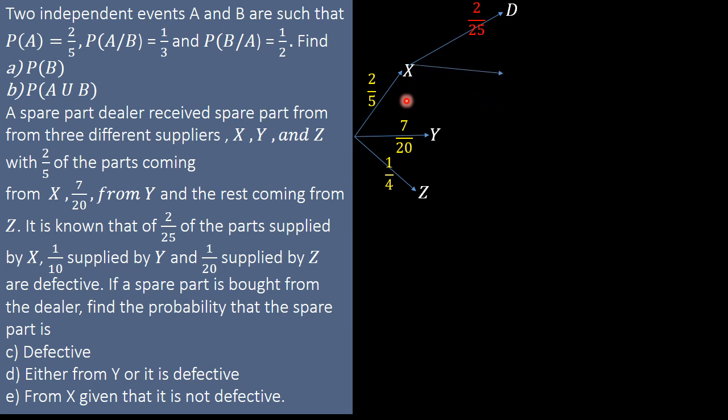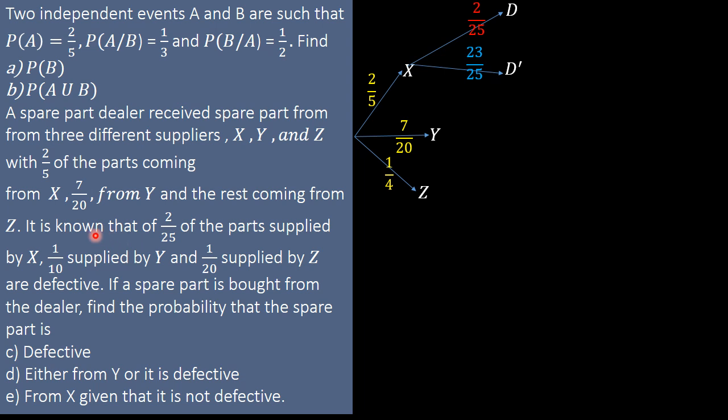Then, without any doubt, we are going to have the probability that a part is not defective, because they told us that of the parts supplied by supplier X, 2/25 were defective. That means some portion of the parts are not defective, and that is what we are going to get here. We take 1 minus the probability of a defective part to get the probability of a part that is not defective. So 1 minus 2/25 gives us 23/25. Great. That's why we have it here.